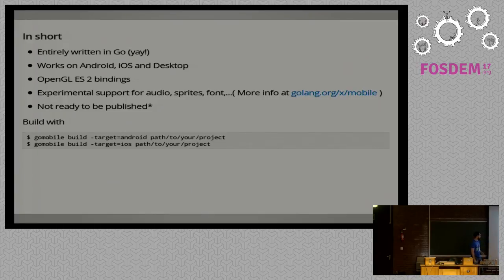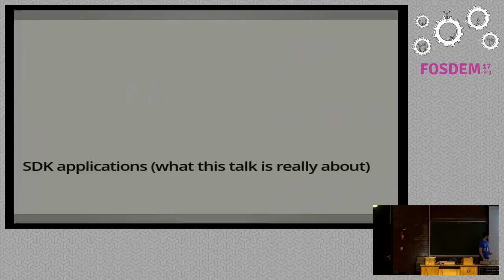SDK application, or what this talk is really about, is what I have experience with. I think it's easier to develop an SDK application than a native application, because with SDK, what you are doing is you take your Java application and use just your Go code as a library. So some part of your application is in Go and some part is in Java or Objective-C. It's easier to start with. If you are going to start in mobile projects, this is what I recommend.